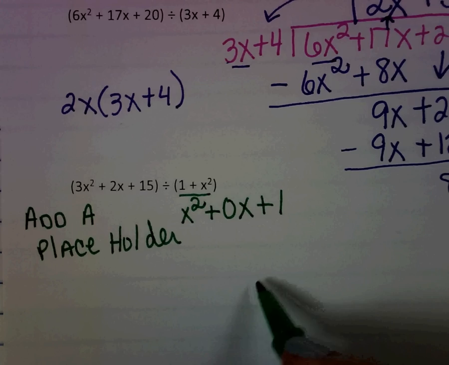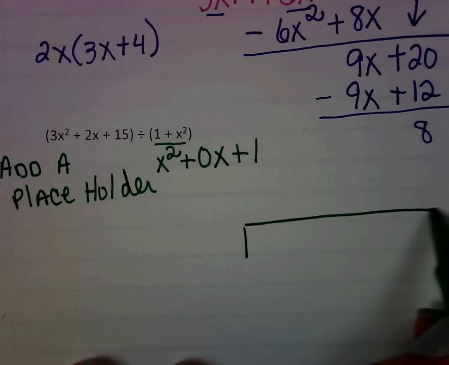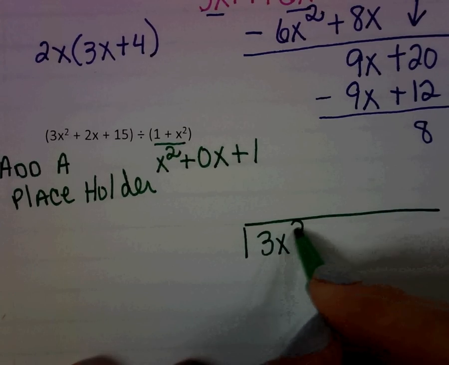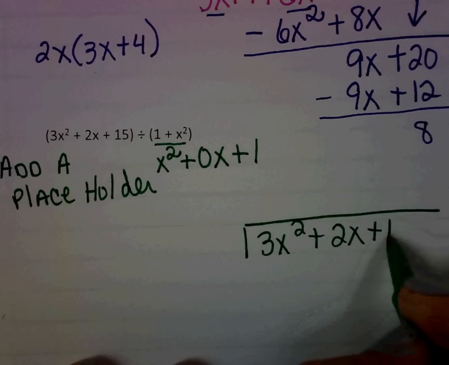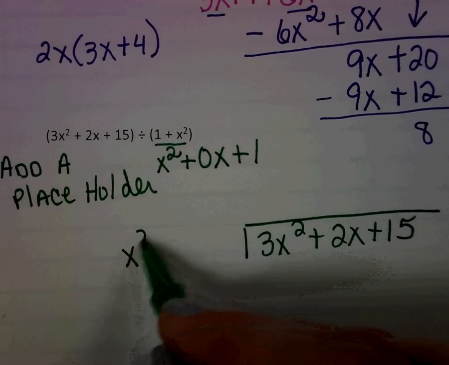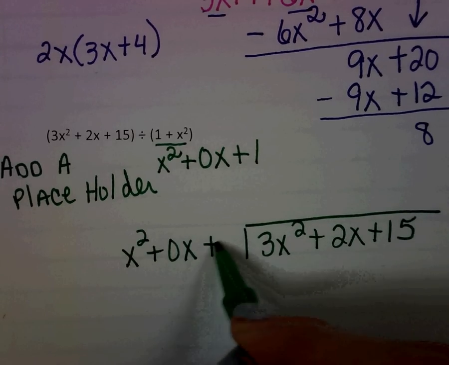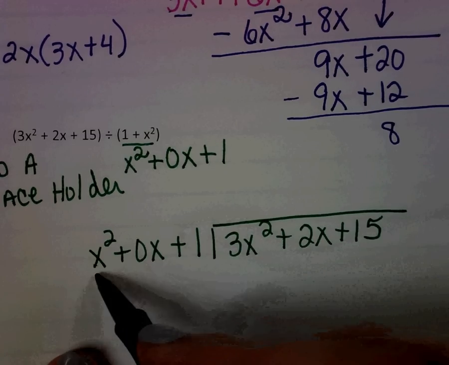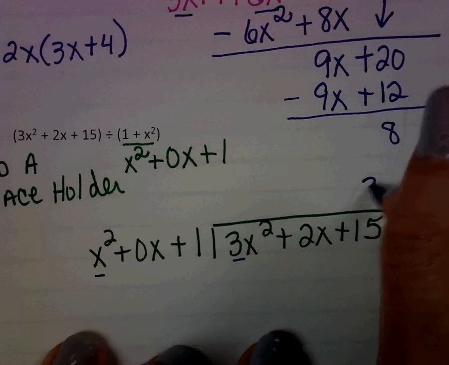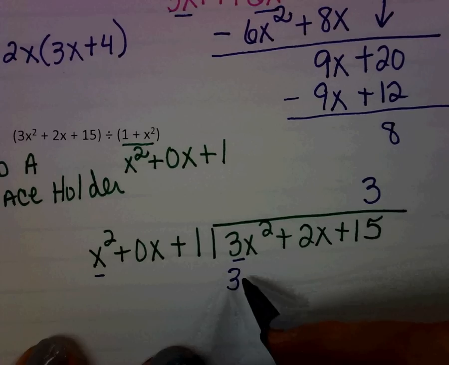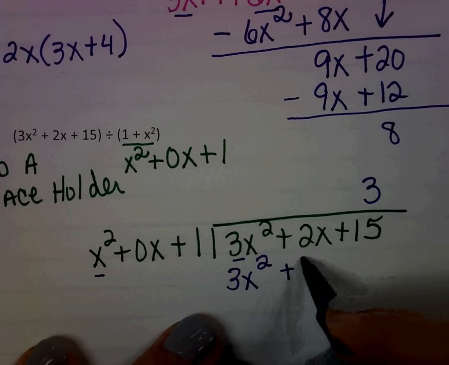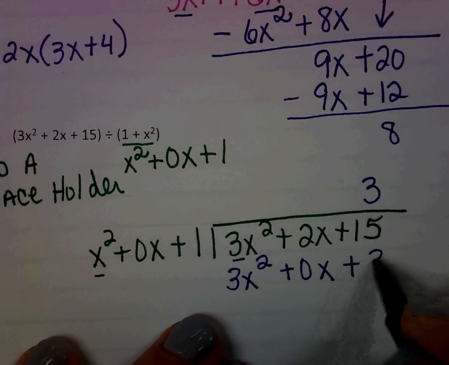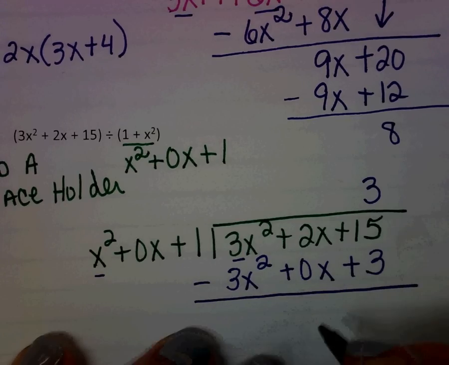So I'm going to rewrite it just so I have room. So we have 3x squared plus 2x plus 15 divided by x squared plus 0x plus 1. And so again, remember, you're only looking at those first terms to help you figure out what number goes there in our quotient. So 3 times x squared, this would be 3x squared plus 0x plus 3. And I'm going to do my subtraction.